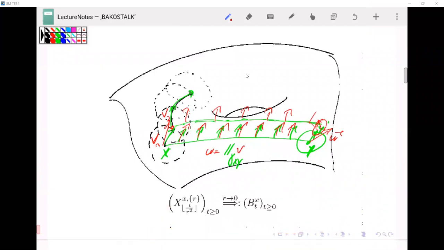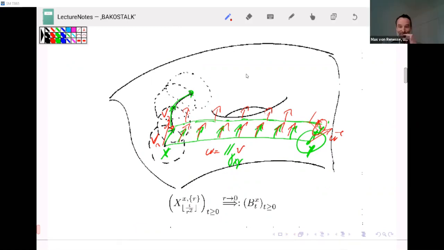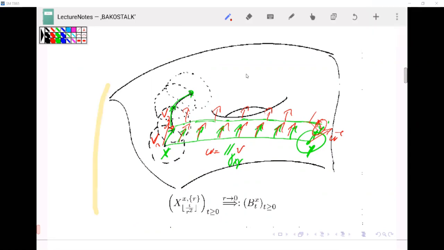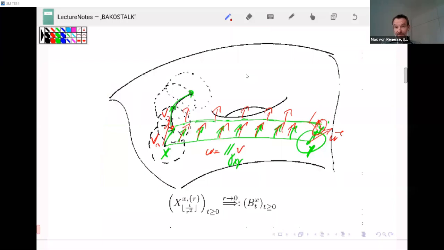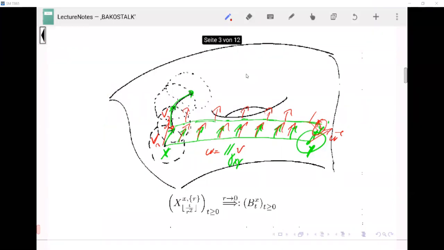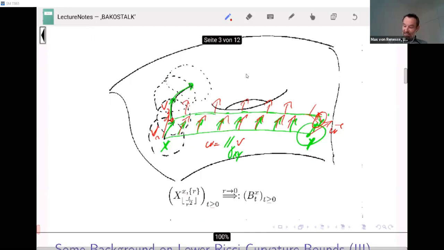It is very interesting because in the flat situation, this coupling does not give you anything: the distance tends to zero. Exactly, it's the K equals zero case. Yes, exactly. So this is no contraction. With positive curvature, they go together. Exactly. So you can see this.